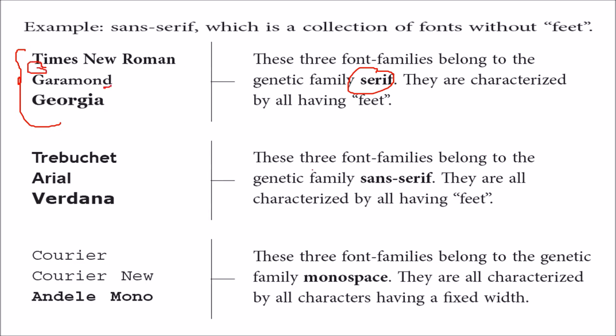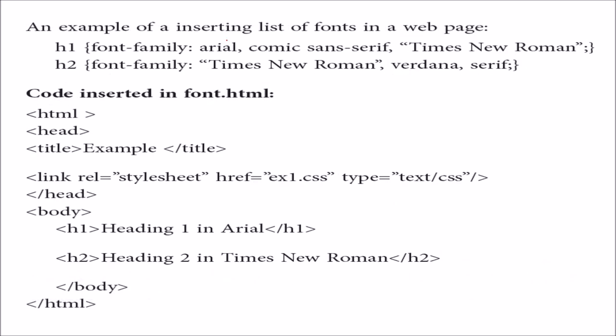The second is, for example, these three, which all come from the sans serif family. They are characterized by not having feet. But the third one, this one, is monospace. These three all belong to the generic family called monospace. And they are characterized by each character having equal spacing or a fixed width. This is monospace.